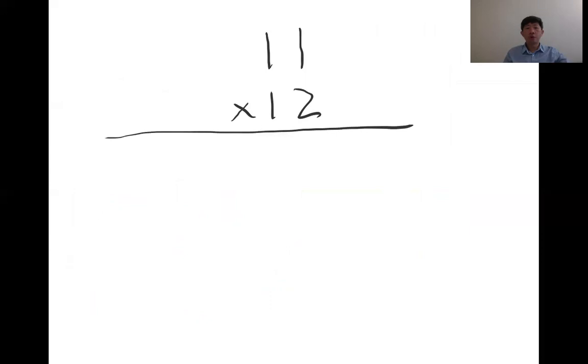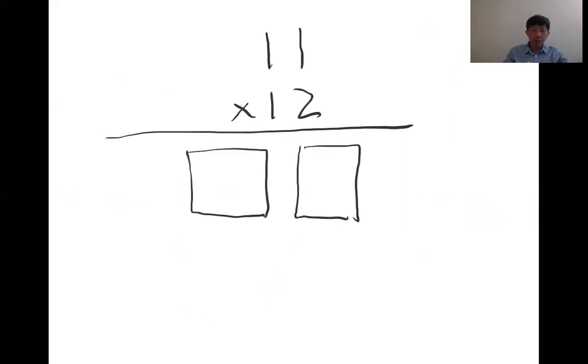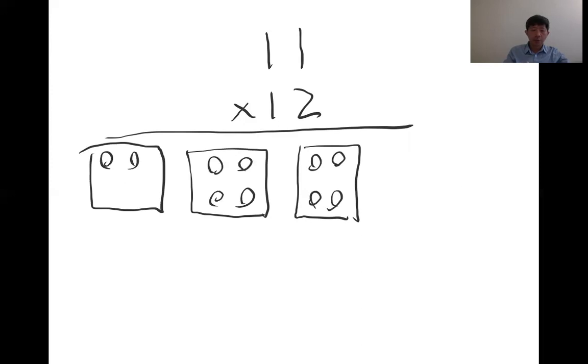11 times 12 with the crisscross method, okay? Now create the dots like this. And then the first one is like this. The second one is cross. And the third one, you times this, okay?